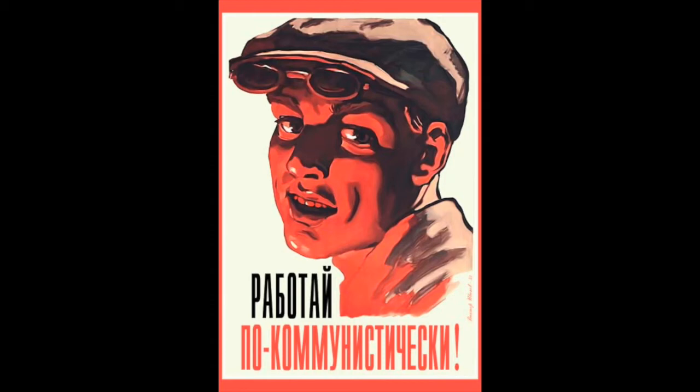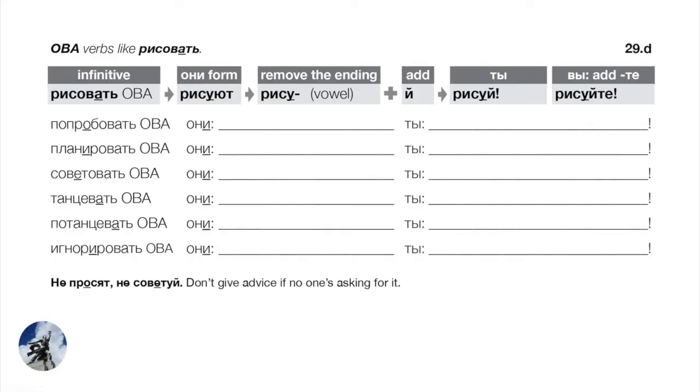And by the way, you see there a по-коммунистически, following the same model as по-русски, right? In the Russian way. Here we have по-коммунистически, this kind of funny adverbial construction, meaning in the communist way, like a communist.